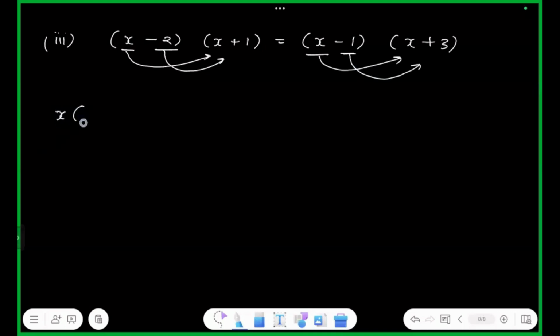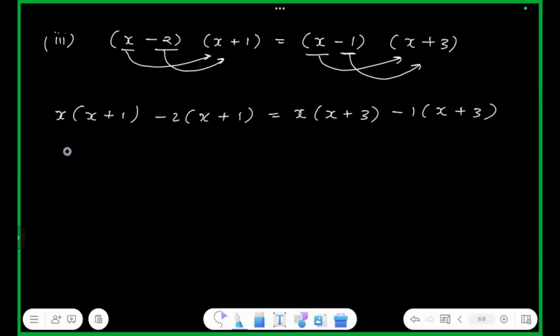Okay? x will get multiplied with x plus 1. Then minus 2 will get multiplied with x plus 1. Here, x will get multiplied with x plus 3 first, and then minus 1 will get multiplied with x plus 3. x into x is x square, plus x multiplied by 1, x only. Minus 2x plus minus 2 is equal to x square plus 3x minus x plus minus 3.